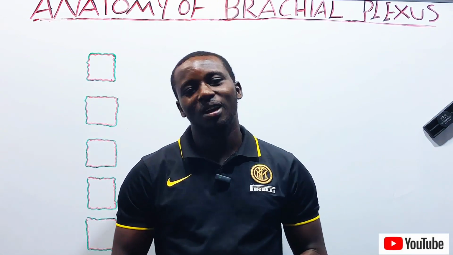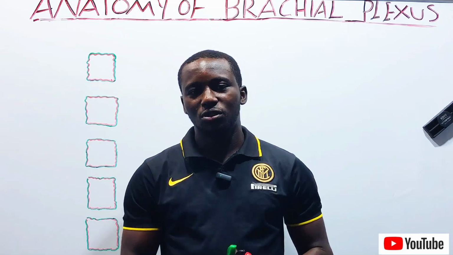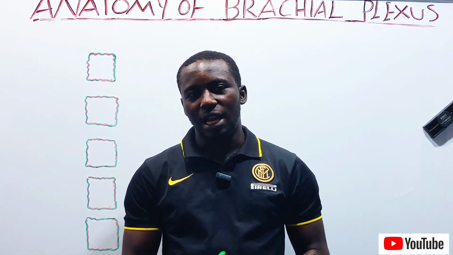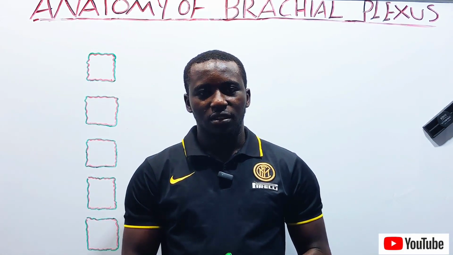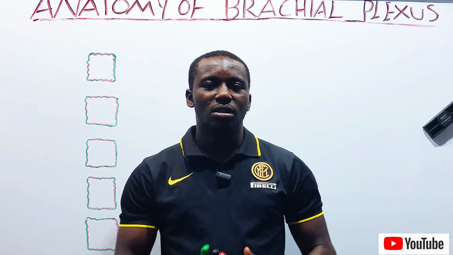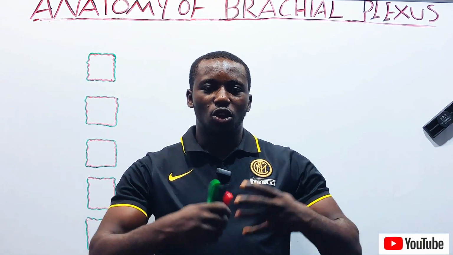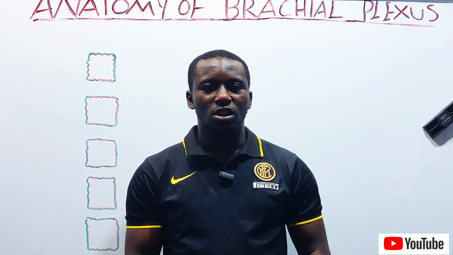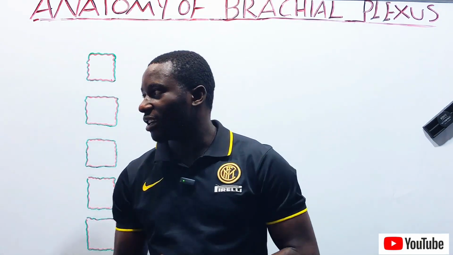On today's video, I will be treating the anatomy of the brachial plexus. The brachial plexus is a plexus of nerves that supplies the upper limb structures. It is the network of nerves that innervate the structures of the upper limb. Those structures could be muscles, they could be skin. It does a whole lot of innervation. It could be motor, it could be sensory innervation. So without wasting much of our time, let's delve into the class.